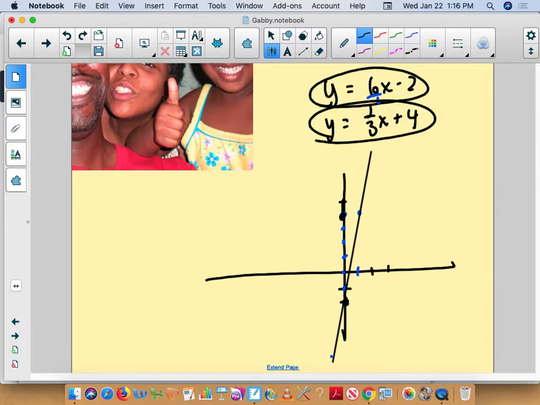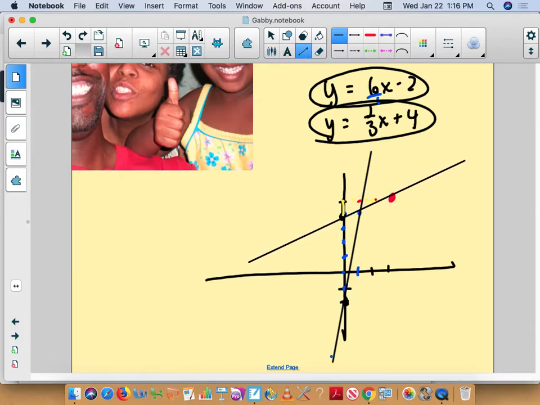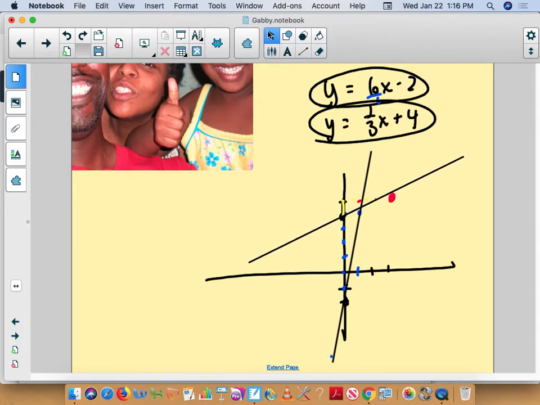Up 1 and over 3. And then one day when I'm actually doing this on paper, you would get out a straight edge so you could be really precise.